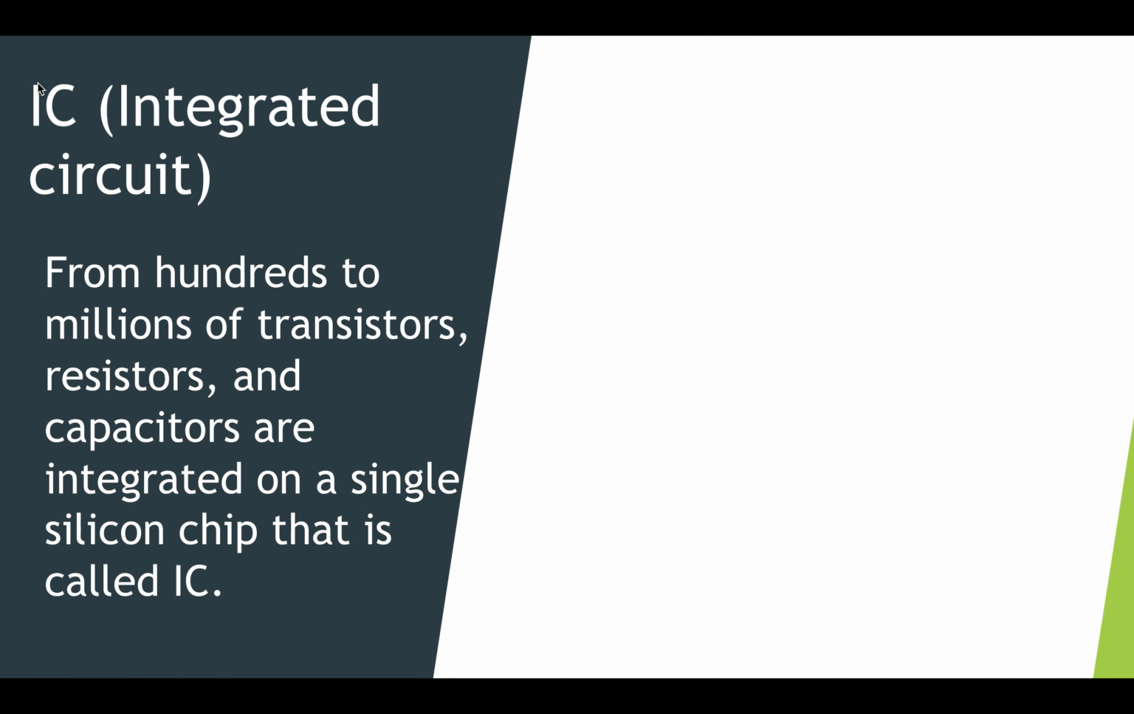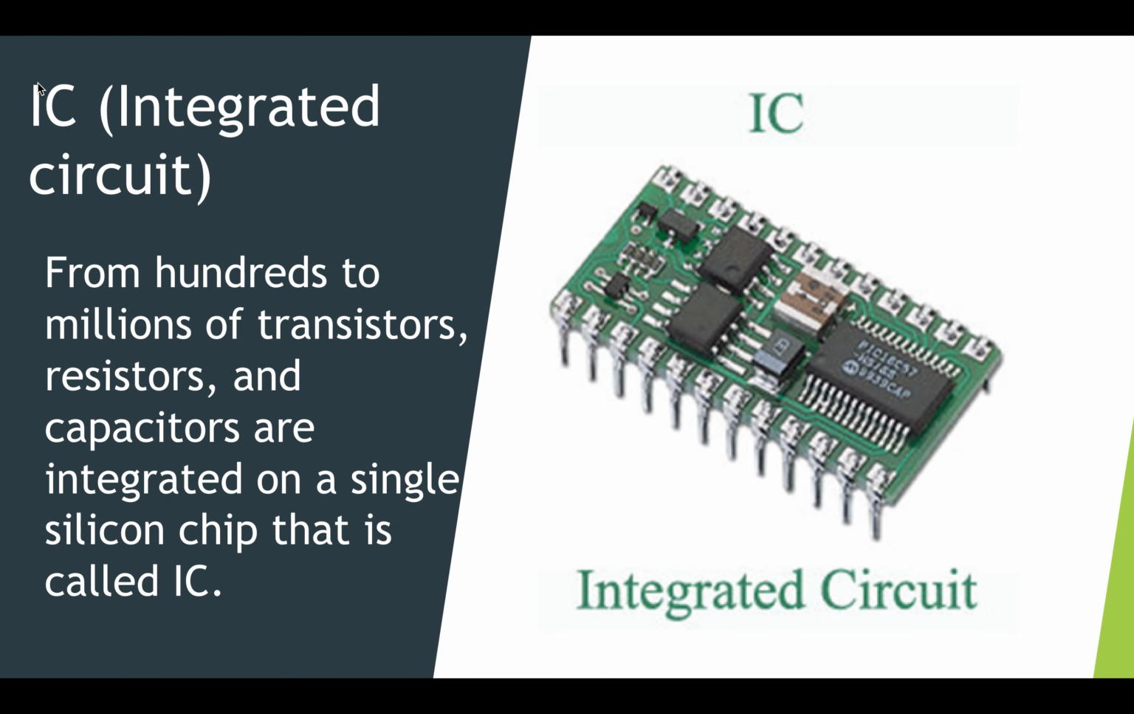From hundreds to millions of transistors, resistors, and capacitors are integrated on a single silicon chip that is called IC. You can see here the picture of IC. Earlier, the ICs were prepared using these transistors, resistors, and capacitors, but by joining those using conducting wires. Because of this, these circuits were very huge and bulky. Further, it was not reliable as well.